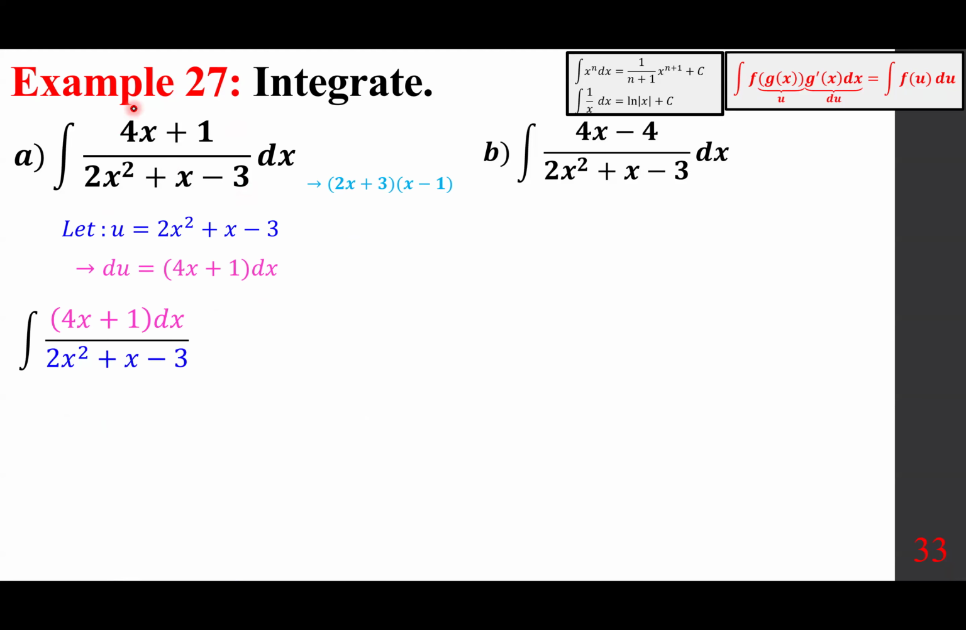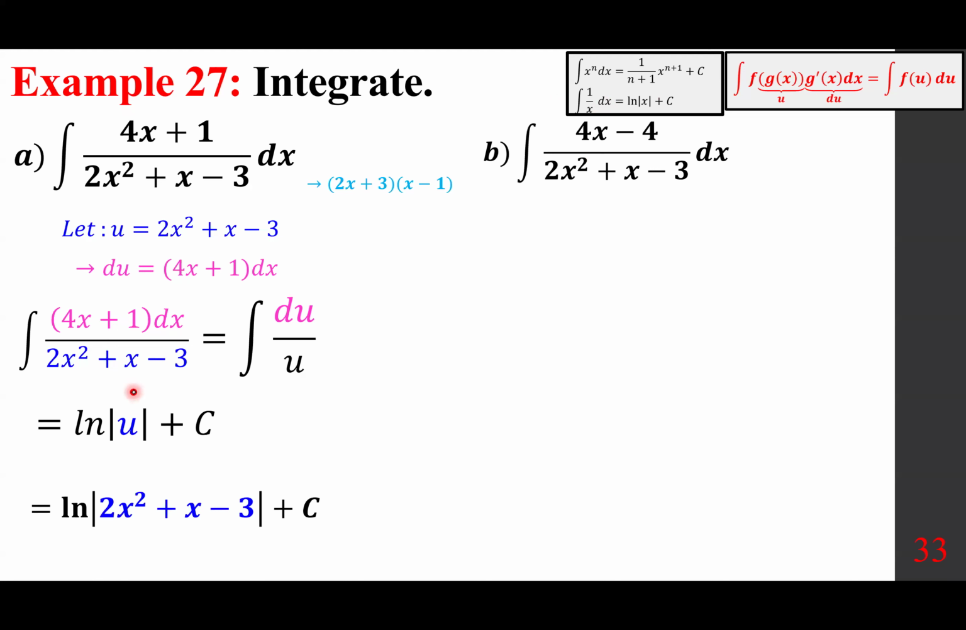We move the dx up, so it becomes clear we are dealing with the integral of du over u, which results in a natural log. And you replace the u, and that's the final answer. Now, notice they have identical denominators, but the numerator here is different. We can factor the 4 out, and that's the difference between the two.